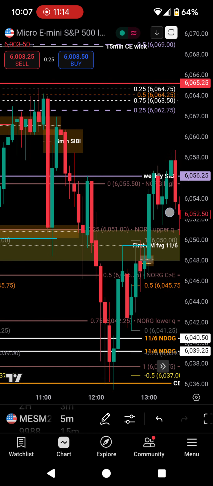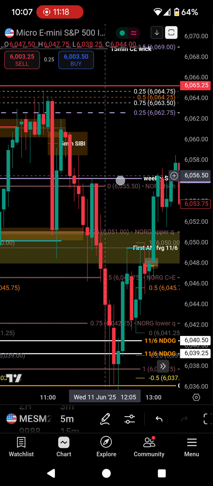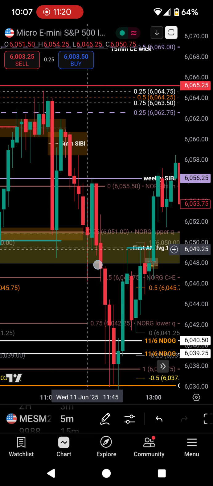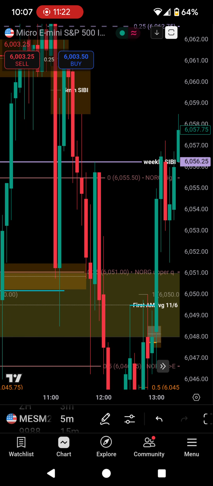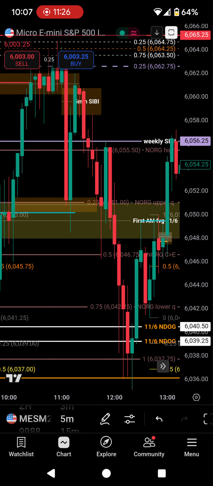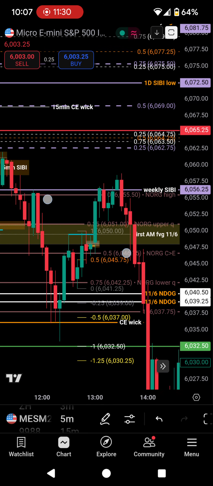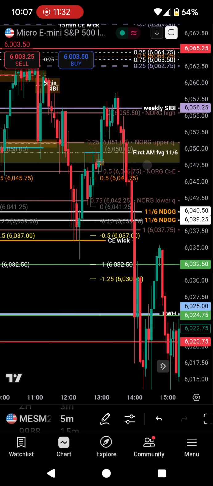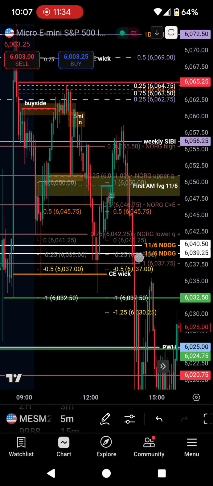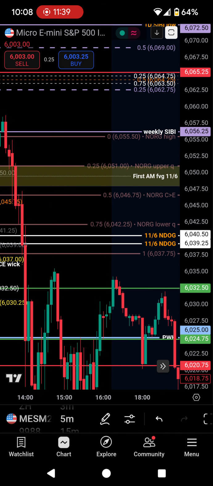Then we came back. See the reaction at the weekly CB here, guys. Volume balance, reaction. Beautiful. Look at that. Beautiful. Bam. Okay. Then later we came back up again. So today the first fair value gap was not much. It doesn't have much effect on the price action really.